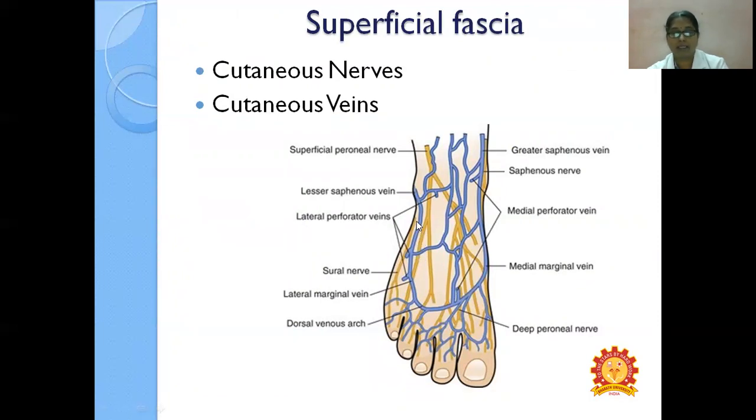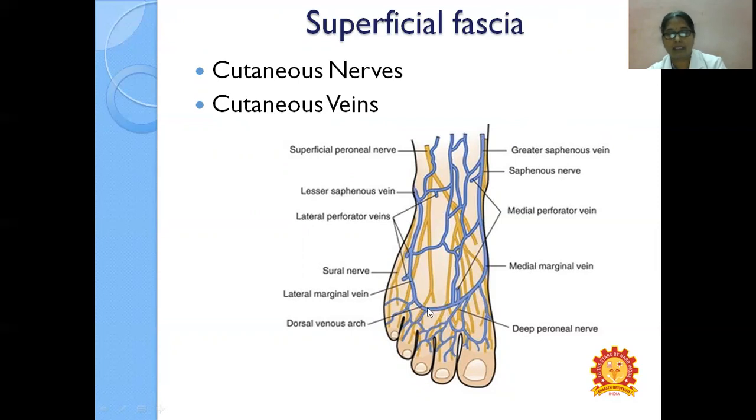This network of cutaneous veins forms an arch, which we call the dorsal venous arch. From the medial end of the dorsal venous arch starts the great saphenous vein. From the lateral end, the short saphenous vein starts.